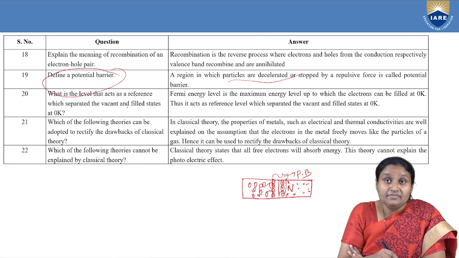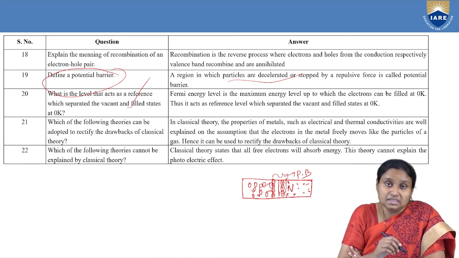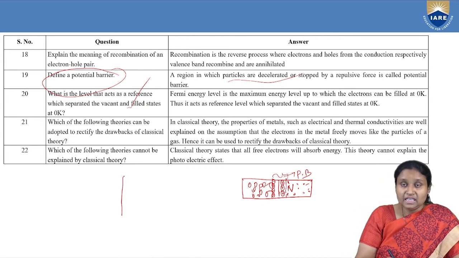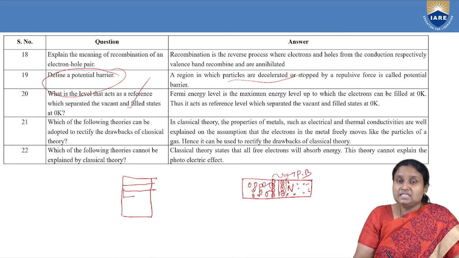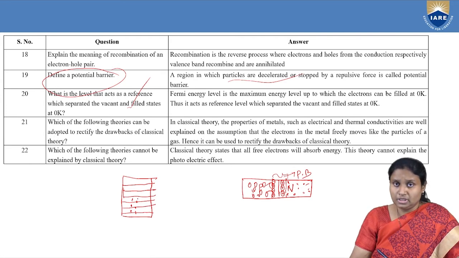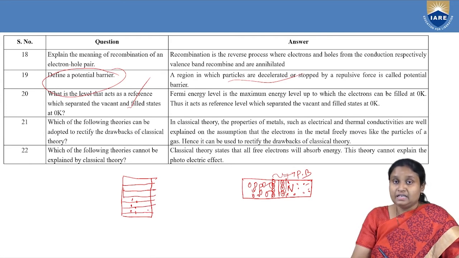Now, what is the level that acts as a reference which separates vacant and filled states? That is nothing but the Fermi level. Generally, if we take any band, it is made up of many energy levels. Of these energy levels, some are completely filled and some are empty. Suppose I have these energy levels filled with electrons. Why am I putting 2 electrons per energy level? Because not more than 2 electrons can exist in an energy level.